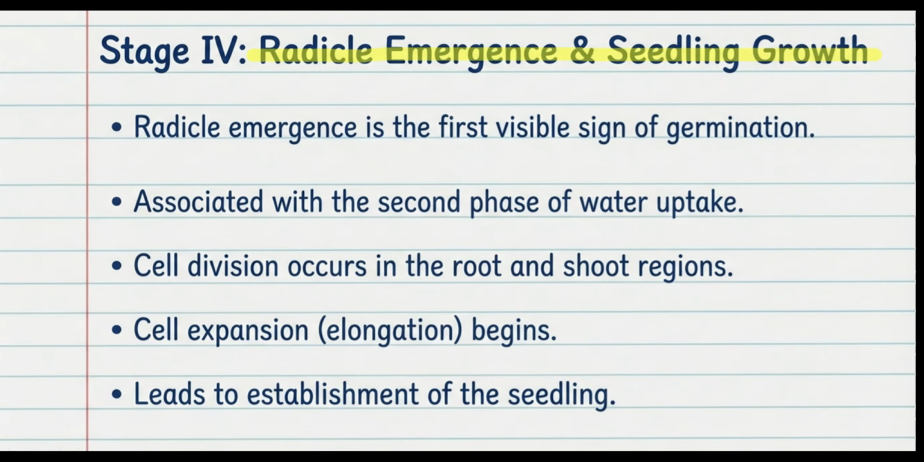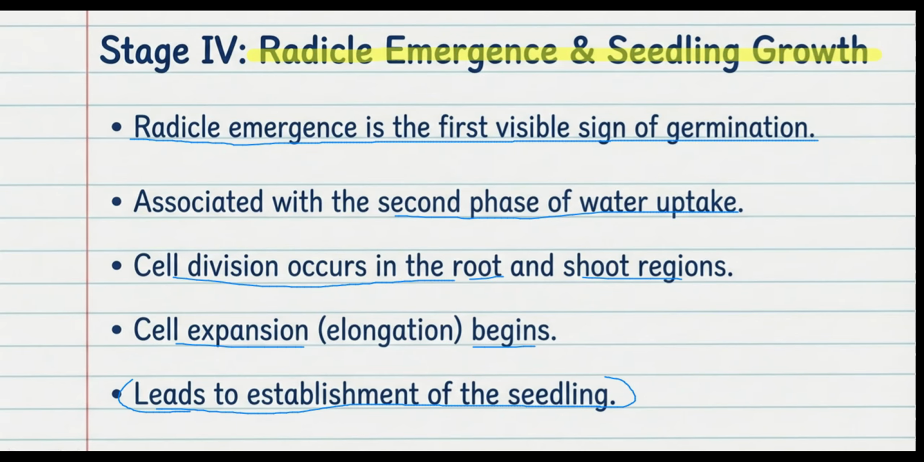The radicle is the first structure to emerge from the seed coat. Its emergence marks the completion of germination. After this, active cell division and cell elongation occur in both root and shoot regions. The radicle grows downward into the soil, establishing anchorage and absorbing water, while the plumule grows upward to form the shoot system. At this stage, the seedling structure becomes more defined.